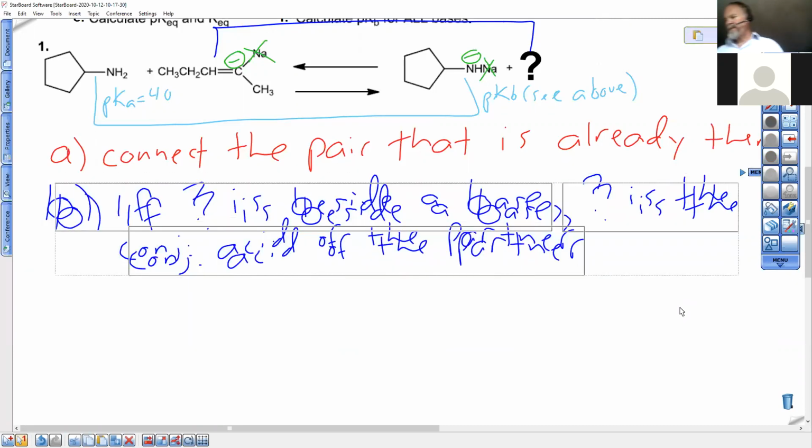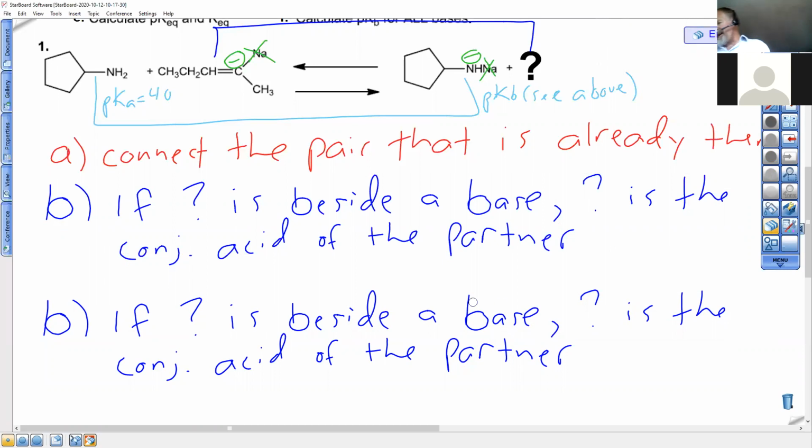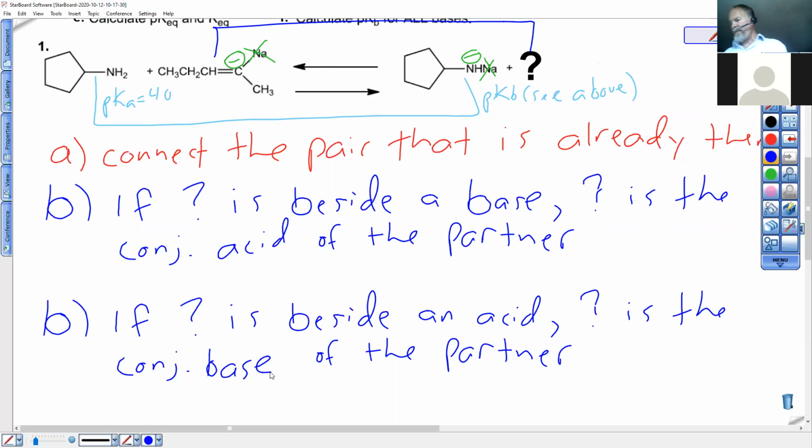And flip this around. If question mark is beside an acid, that means it's reacting with an acid. Are you going to say that it's also an acid? No, acids don't react with acids. Then question mark is the conjugate base of the partner.